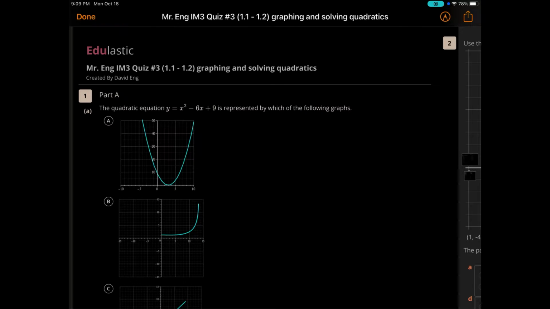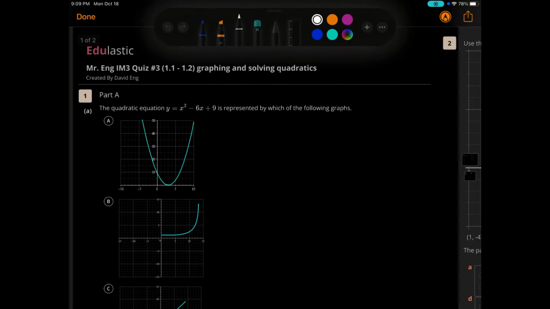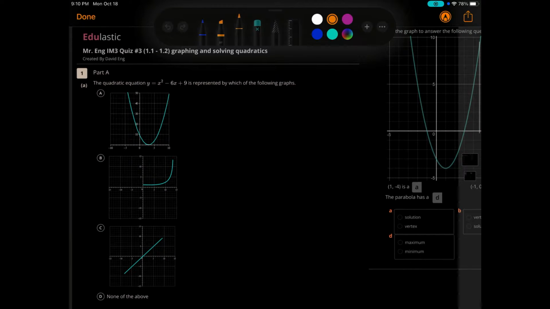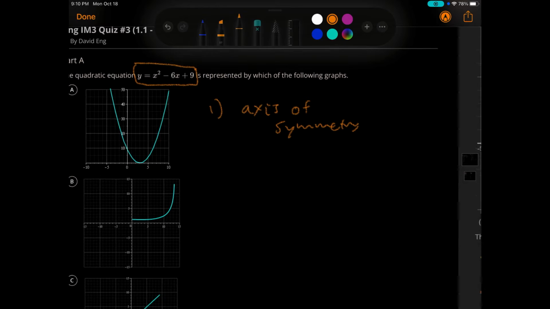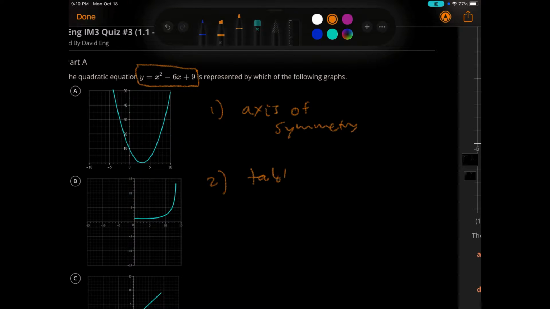Hey guys, let's go over the Integrated Math 3 Quiz number 3, 1.1, 1.2, Graphing and Solving Quadratics. Question number 1, the quadratic equation y equals x squared minus 6x plus 9 is represented by which of these graphs? Now, you could make a table of values. Well, you can get the axis of symmetry because we have a quadratic in standard form, and then you can make a table of values, and then we can just graph this.